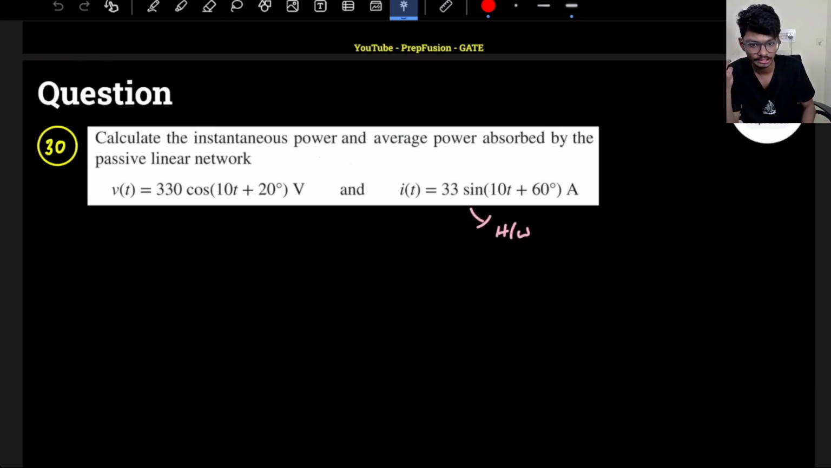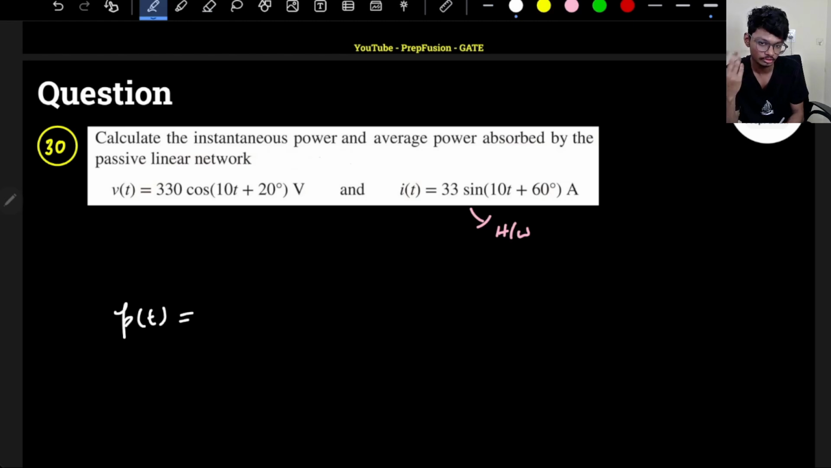Here you basically needed to find the instantaneous power and the average power. My voltage signal is this and the current signal is this. It is a formula of sin A sin B. Of course you can derive the formula for sin A sin B, but we derived it in the previous lecture. I also don't remember the value, so if I forget, I will just use the formula: 2 sin A sin B equals cos(A plus B) minus cos(A minus B). Sorry, cos(A minus B) minus cos(A plus B). That's it, I will use that formula.